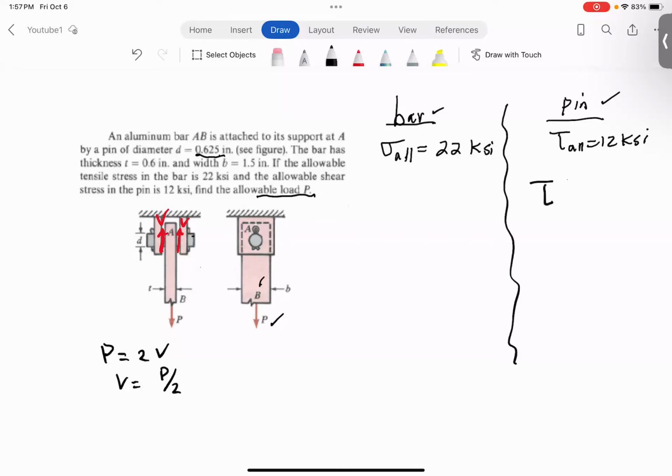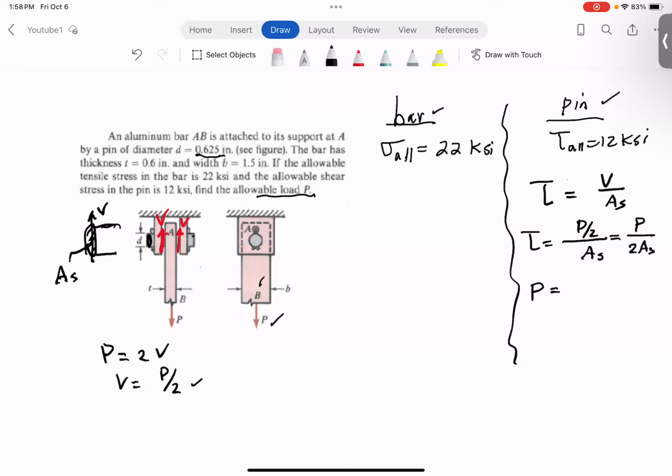So you know that the definition of the shear stress is what? V divided by the area of the shear. So if I replace V by P over 2, right, divided by the area of the shear. Now, area of the shear is just the cross-sectional area of this pin. So this area, that's the area of the shear, where this shear load V is acting on it. Anyways, so this becomes P divided by 2 times AS, right? Then if we go ahead and rearrange the equation and solve for P, so tau times 2 times AS.